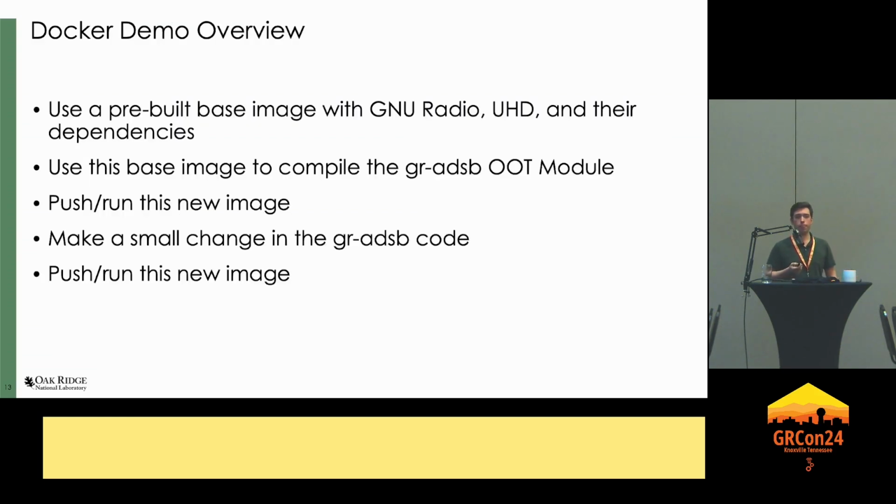In the next slide, I'll do a quick video demo. We'll take a base image that contains GNU Radio, UHD, as well as all the development and runtime dependencies, and we will add the GR ADSB out-of-tree module to it. We'll push and run this new image on a client machine, and then we'll make a very small change in the GR ADSB code on the development machine. We'll rebuild this image, push it, and then run it on the client machine. This will demonstrate the caching and all the other benefits that I mentioned earlier.